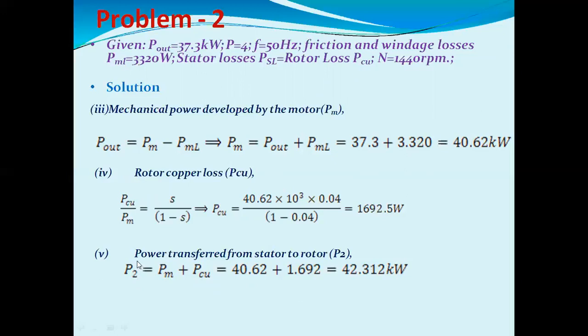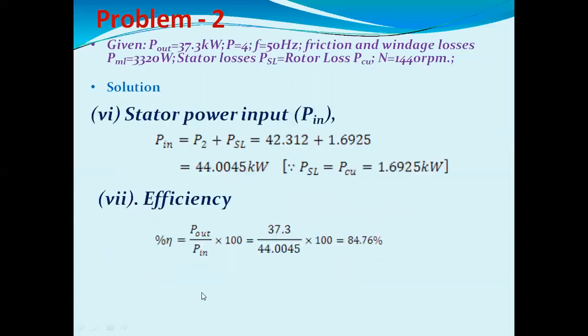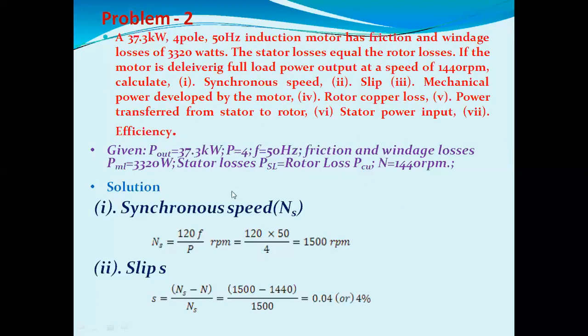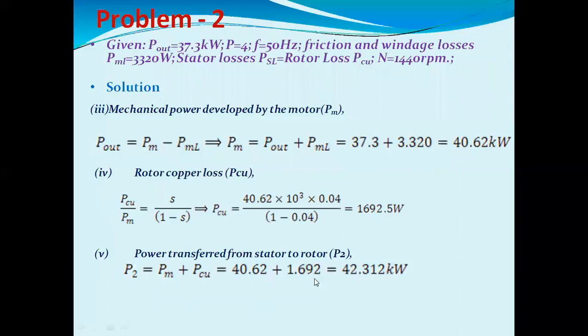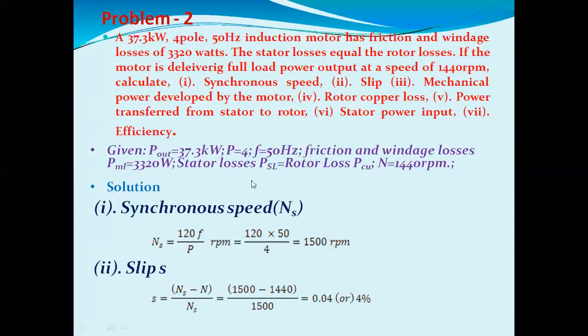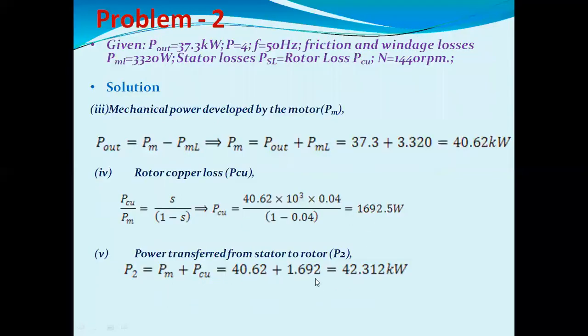Because P2, the power that is transferred to the rotor, minus the rotor copper loss, will give the mechanical power that is developed. So the stator power input, that is P in, is the output of the stator plus the stator copper loss, and we have already seen that it is equal to the rotor copper loss, whose value is 1.692. That is, the stator loss is equal to the rotor loss, so it is calculated as 1.692.